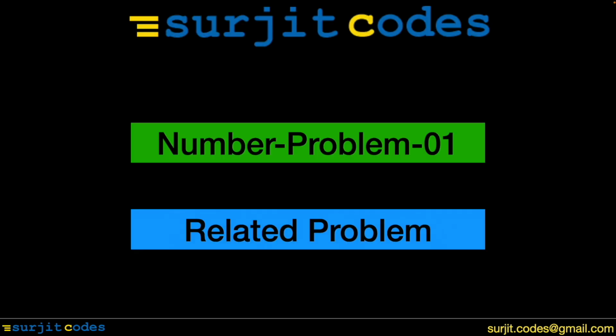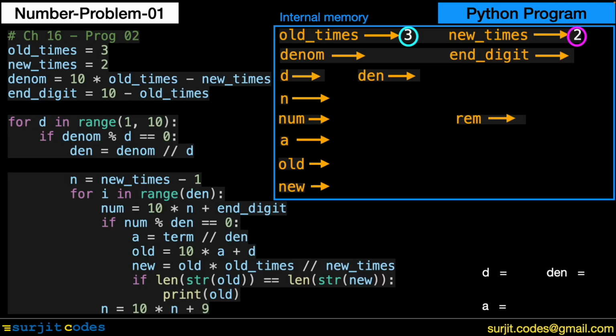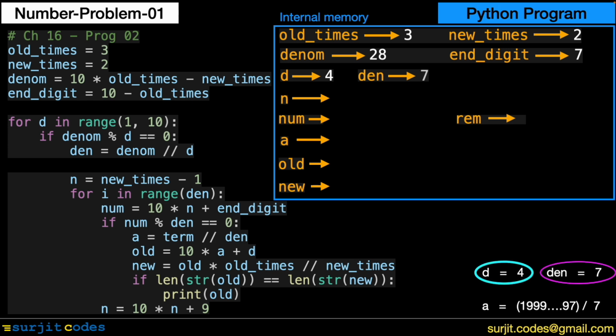A related problem that we had considered is one in which the new number is 3 by 2 times the original number. Old times factor is 3 and new times factor is 2. In this example, denom becomes 28 and n digit becomes 7. Loop over d shows that factorization of 28 gives d equal to 4 and den equal to 7. We now move to the evaluation of a for d equal to 4.